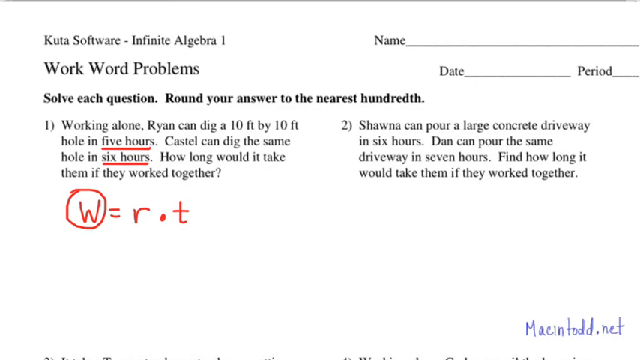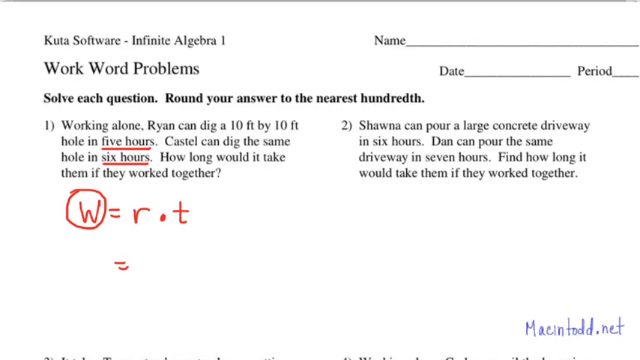The key is that work is how many of those jobs did you do. For example, in this case, we're digging a hole, so that would be considered one job. If we dug 2 holes, we would have done 2 jobs. This will make a little bit more sense in terms of this.